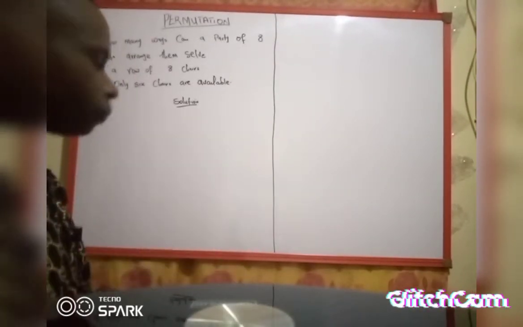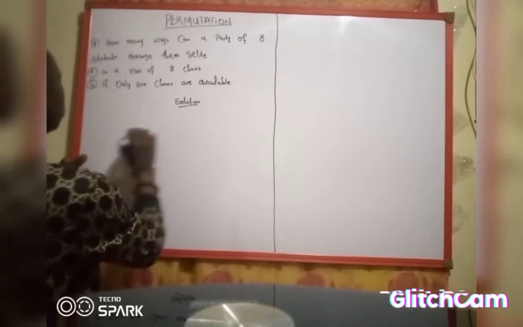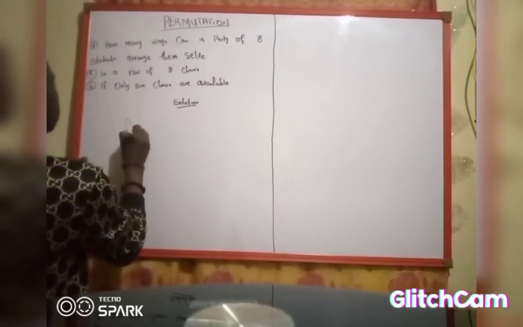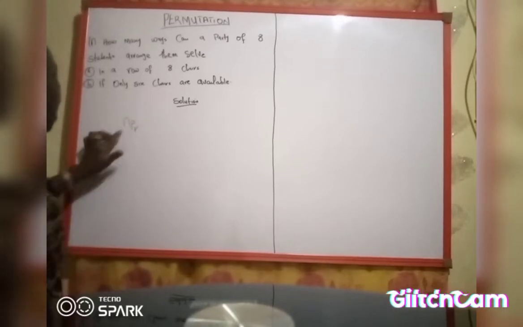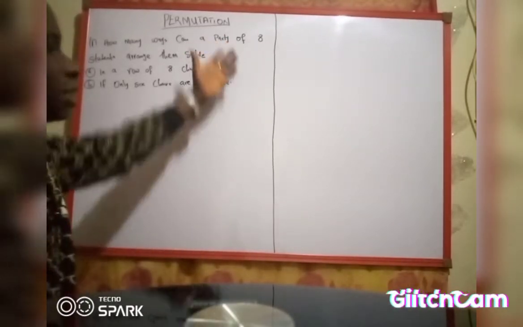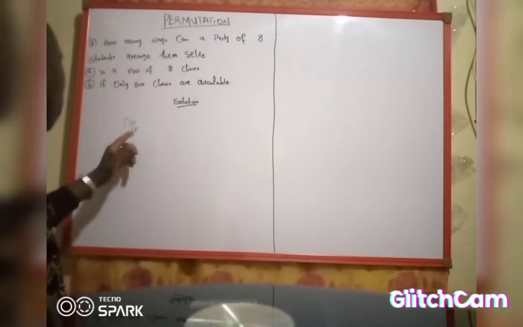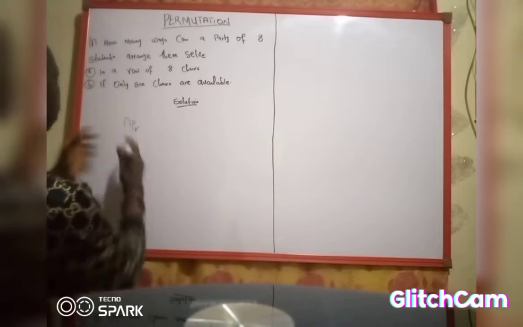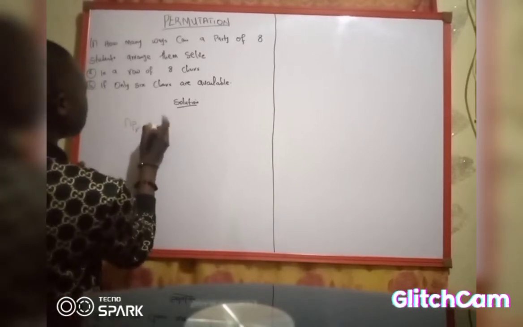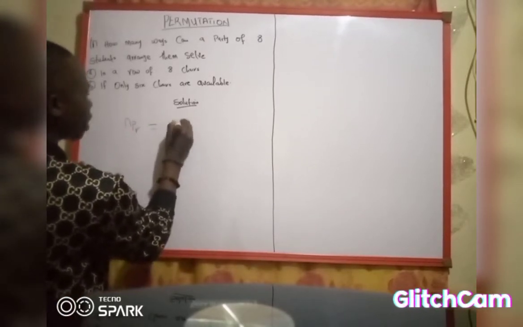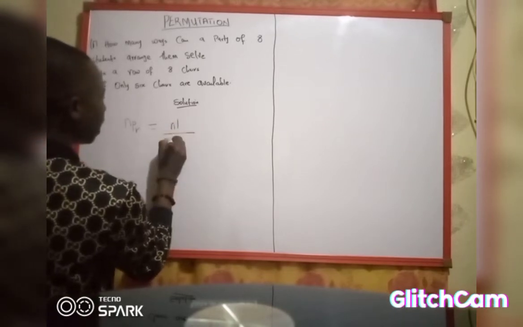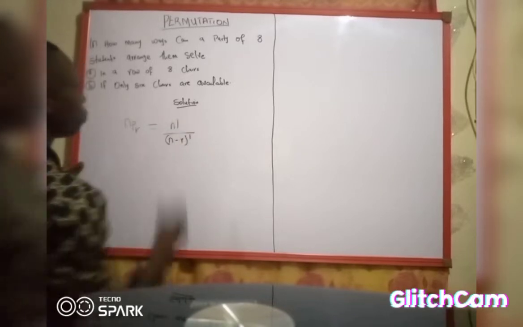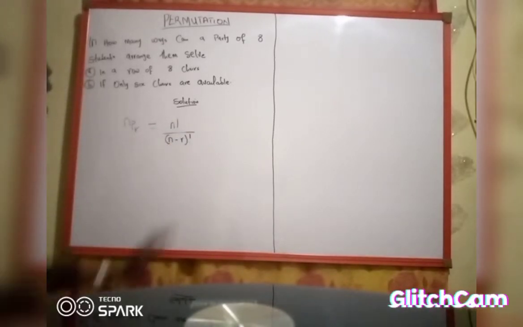So solution. The formula we use to solve permutation is given as n permutation r. N is the number of party, the number of committee, while r is the number of arrangement. This formula can be expressed as n factorial all over (n minus r) factorial.